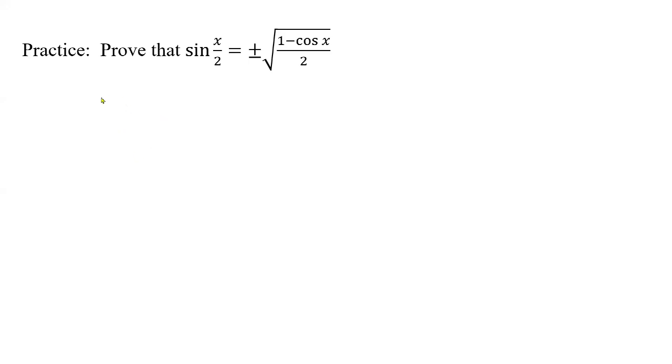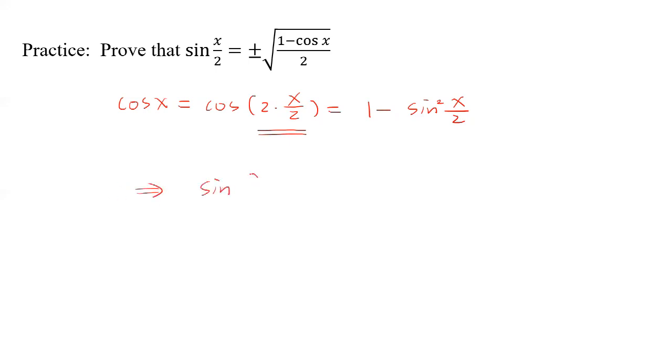Okay, let's have a look how we can prove this. So note here, cosine x equals cosine twice of half of x, right? And according to the double angle formula, this is actually 1 minus sine half of x squared, right? And this gives us sine half of x squared equals 1 minus cosine x, right?